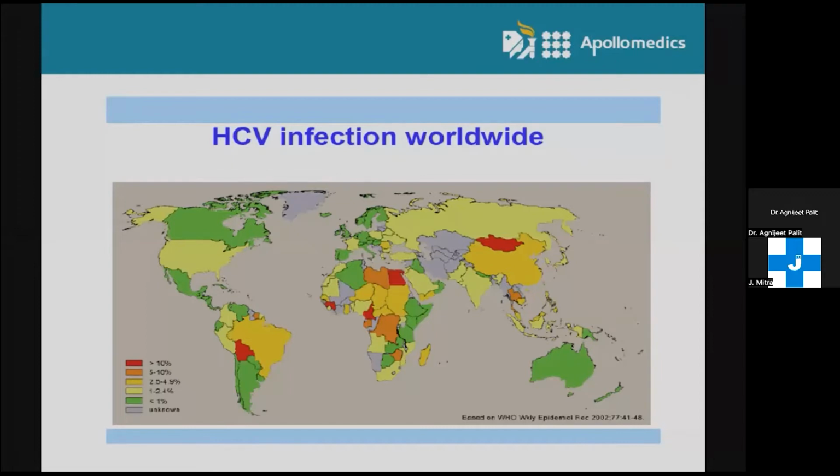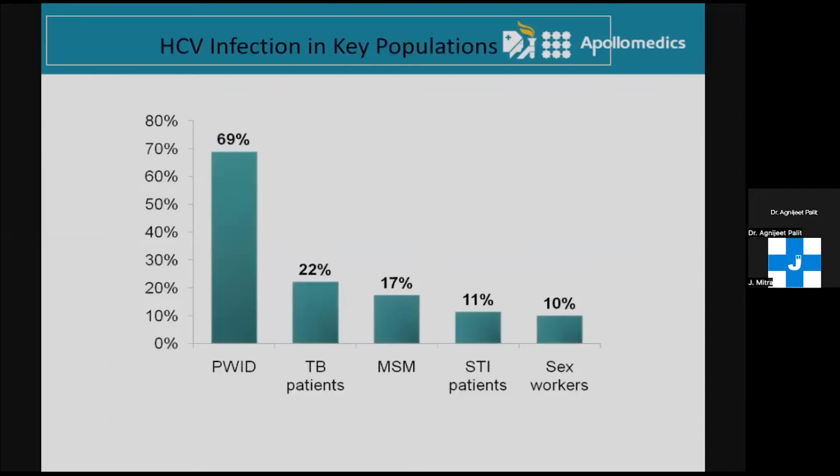If we see the HCV infection prevalence worldwide, you see that some countries in North Africa are in the red zone where the prevalence is greater than 10%. India is in the yellow zone where it is between 1 to 2%. And there are countries like Canada, and regions like North America, where the prevalence is lower.